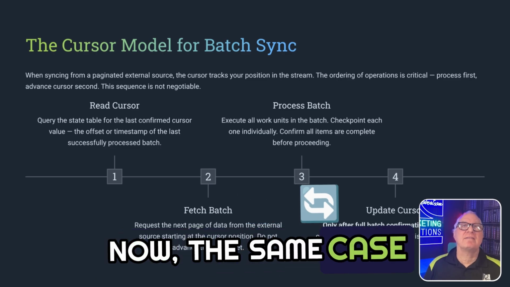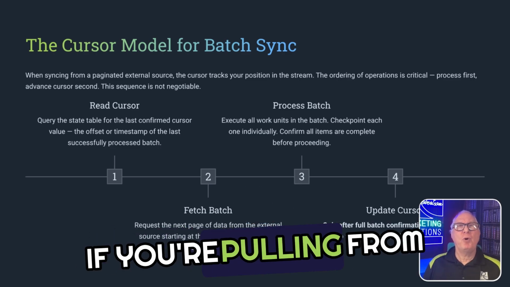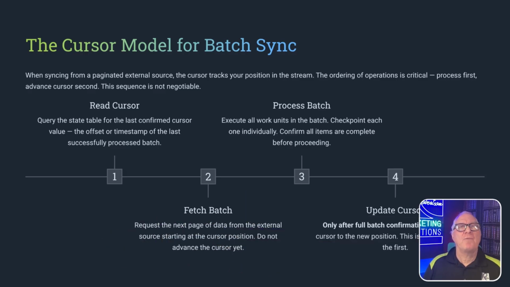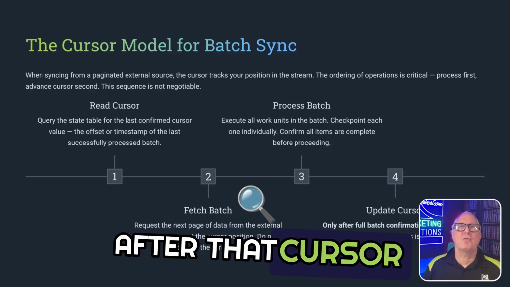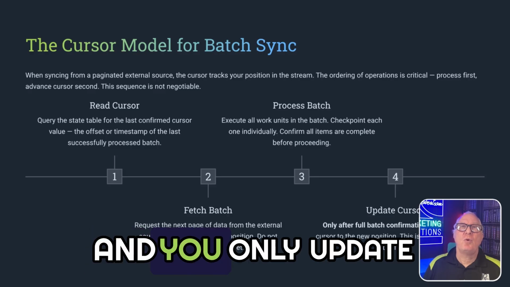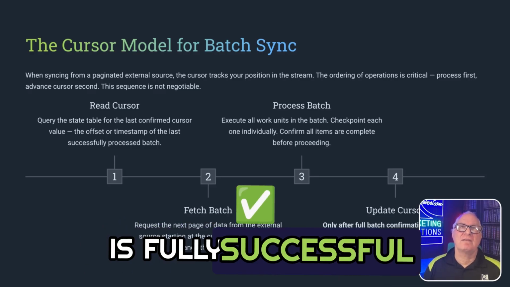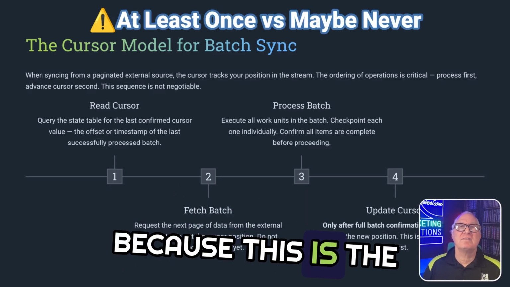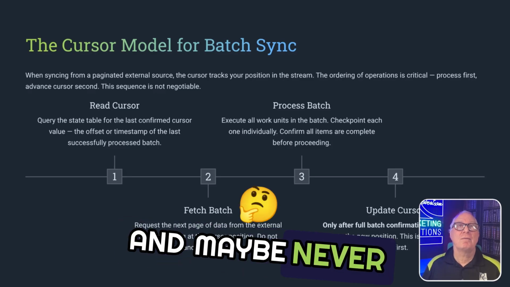Now, the sync case. This is where people lose data quietly. If you're pulling from a source in batches, you store a cursor. At run start, you read the cursor. You fetch a batch after that cursor. You process the batch, and you only update the cursor after the entire batch is fully successful. Slow down here, because this is the difference between at least once and maybe never.